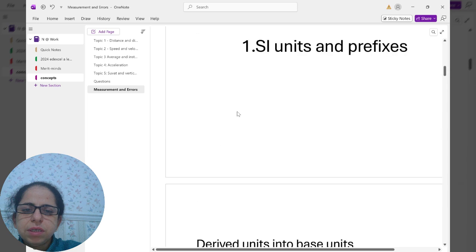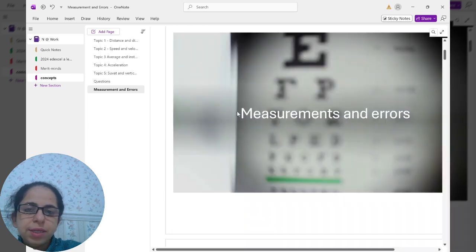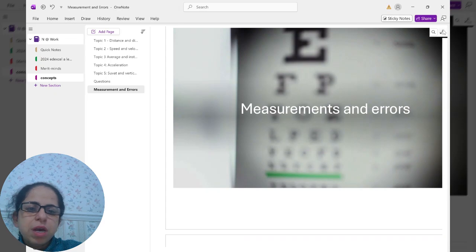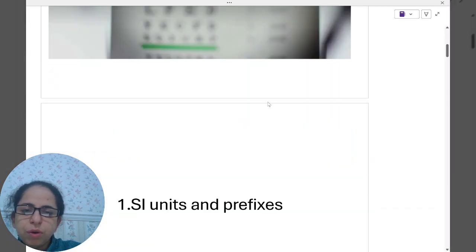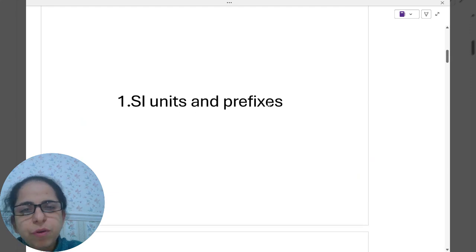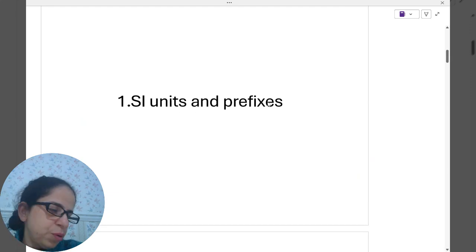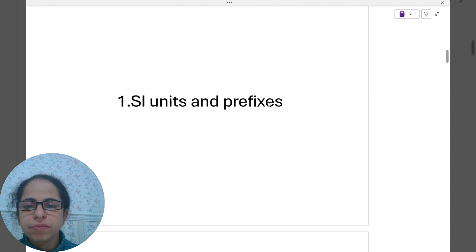With a concept video on measurement and errors. Today, for the first part of this video, we'll be focusing only on the units and the errors. We don't want to make the video too long to annoy. So let's start with the SI units.